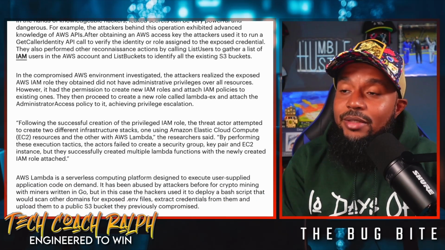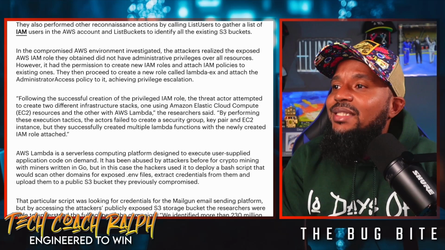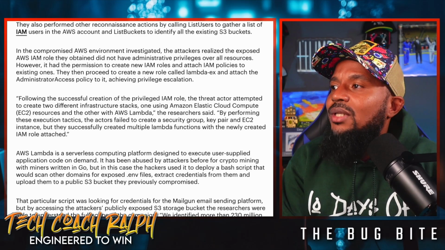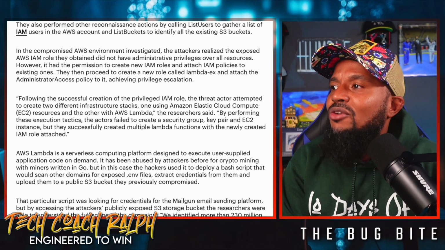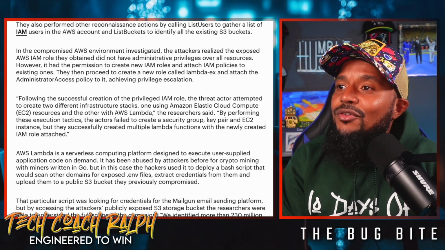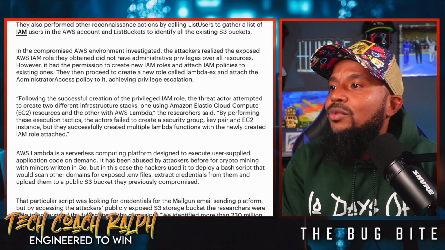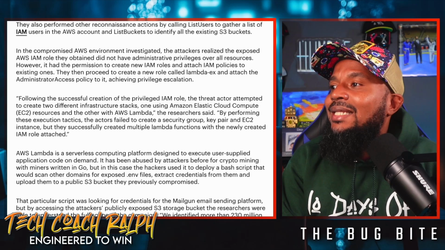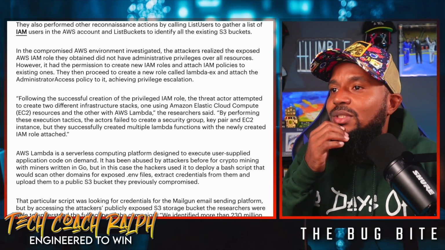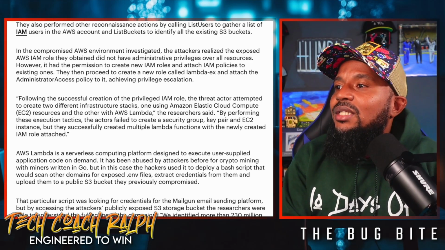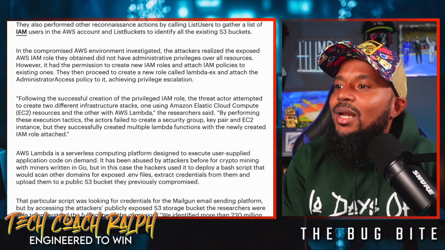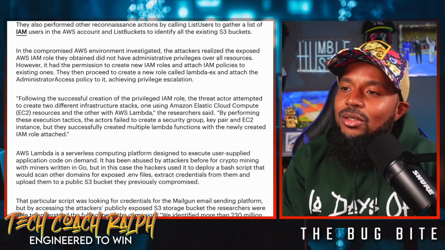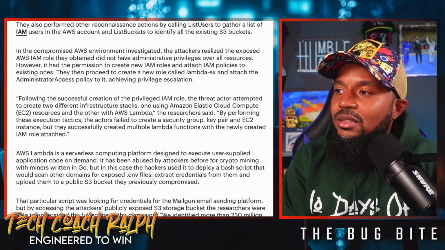Whew, this is crazy. In the compromised AWS environment investigated, the attackers realized the exposed AWS IAM roles they obtained did not have administrative privileges over all resources. However, it had the permission to create a new IAM role and attach IAM policies to existing ones. They then proceeded to create a new role called Lambda X and attach the administrator access policy to it, achieving privilege escalation. Oh my God, these people are geniuses, my goodness.